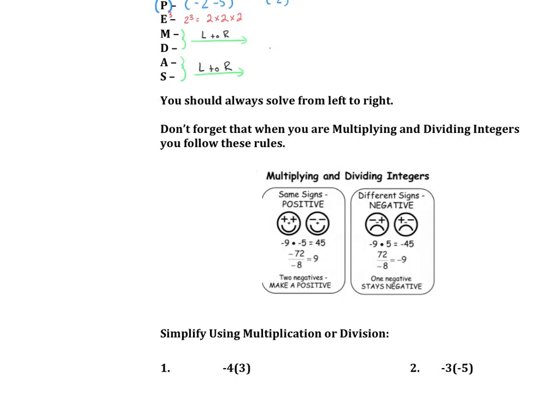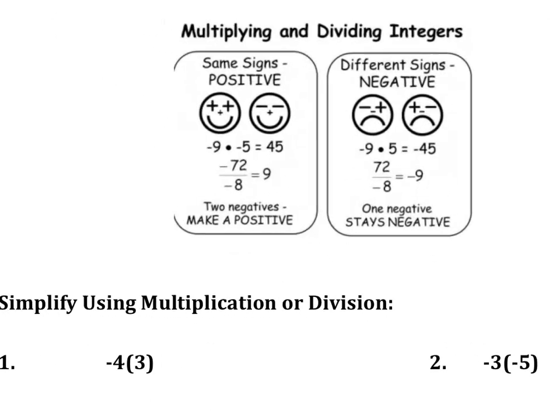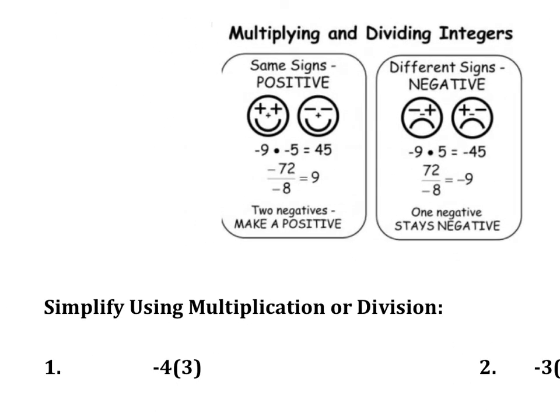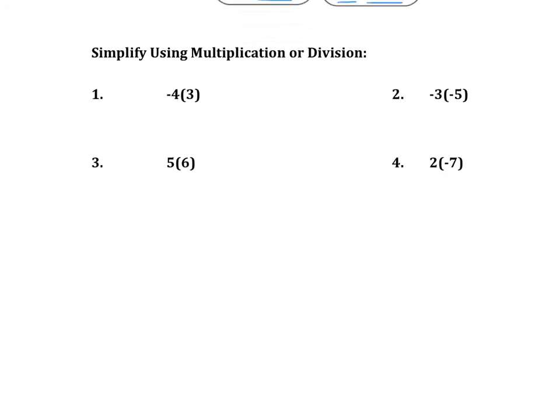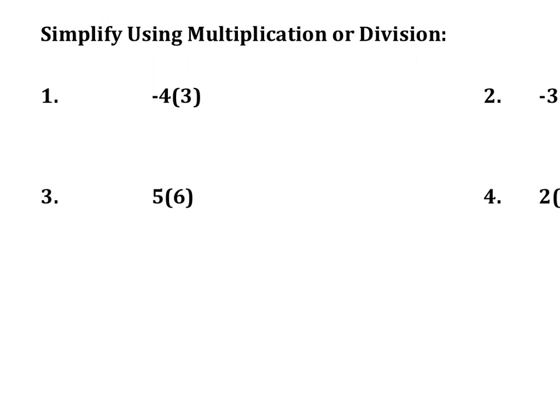Okay, don't forget about our rules when we're multiplying and dividing our integers. The same signs, two negatives, make a positive. And opposite signs, they can't agree, so they stay negative. Let's go ahead and check these down here.